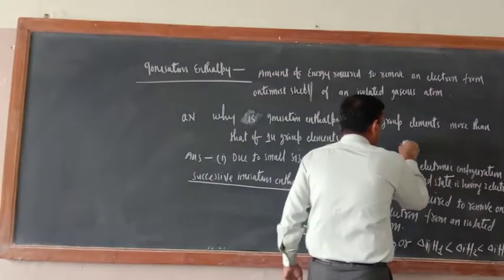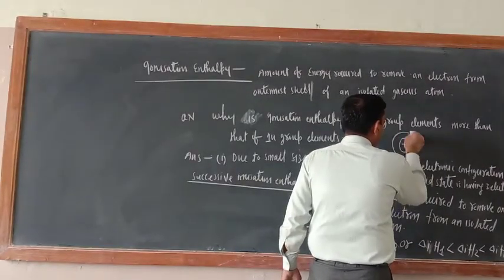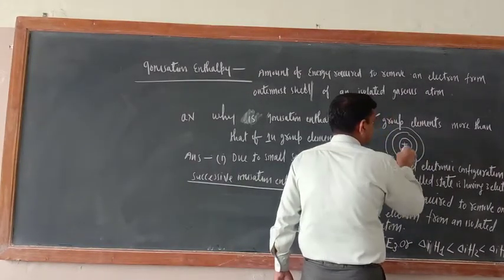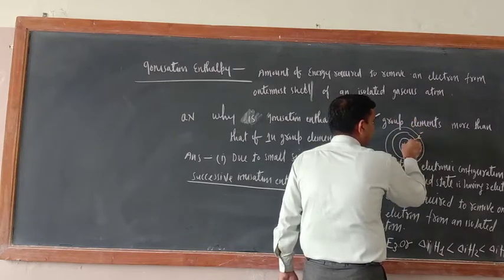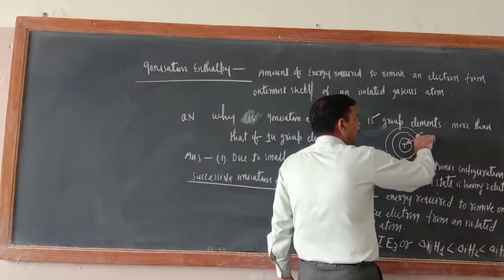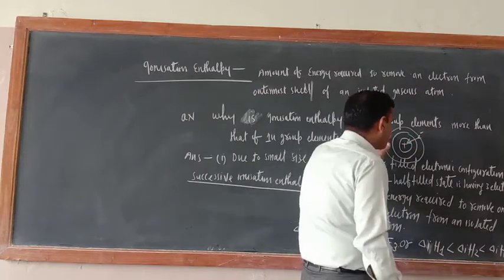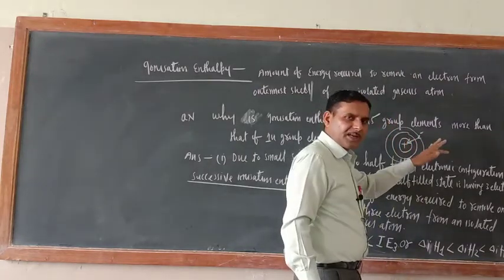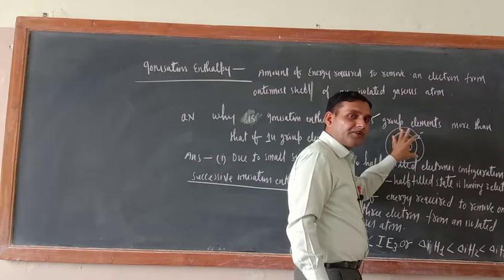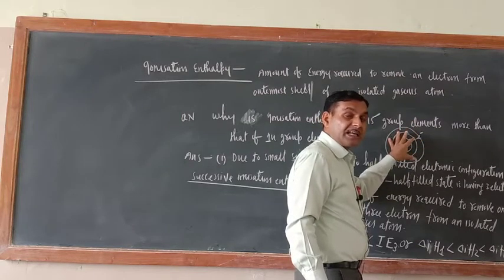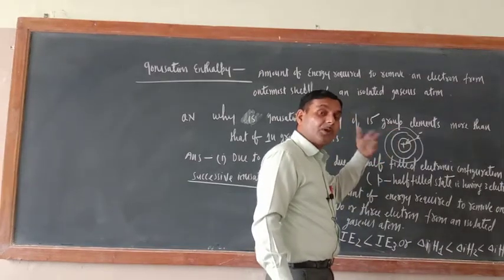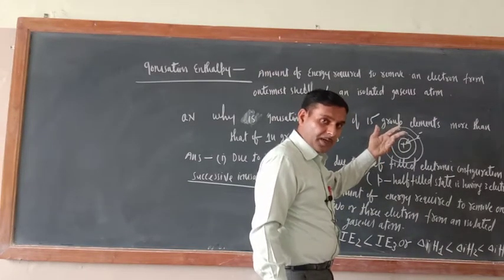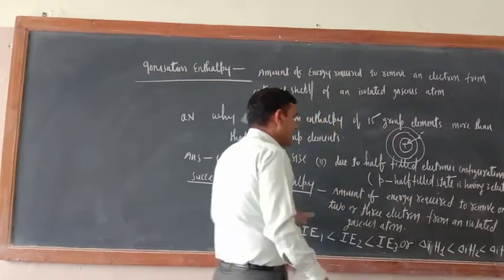Suppose this is one atom, okay? Now it is having only 2 cells. So if the size is small, then here the electron will be attracted towards the nucleus. And to remove this electron, you have to give more amount of energy. So just see, 15th group elements are smaller in size. So to remove an electron from the outermost cell, you have to give more amount of energy. Okay, this is the one reason.